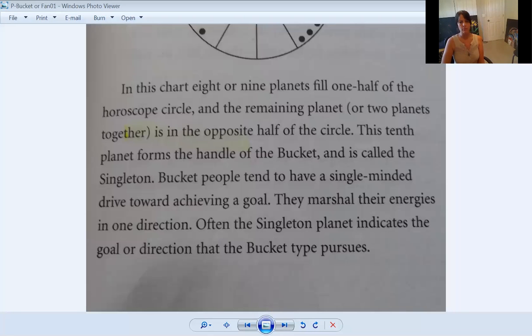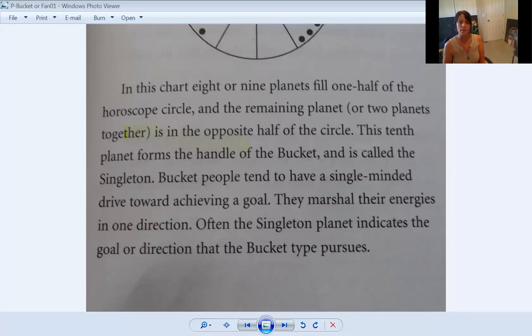Okay, so bowl. Let's look at the bucket, also called the fan. It depends on how you want to term your handle. Bucket. So this one is 8 or 9 planets filling one half of the horoscope, and the remaining planet or 2 together is in the opposite half of the circle. This 10th planet forms the handle of the bucket and is called the singleton.